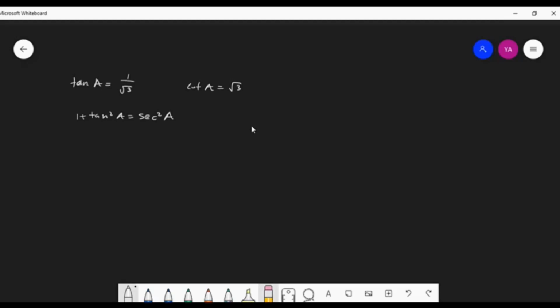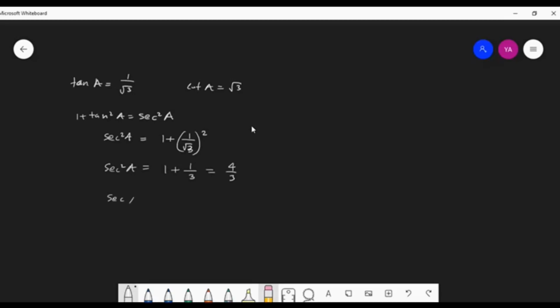So sec square A is equal to 1 plus tan square A. For tan square A we substitute 1 by root 3 whole square. So sec square A is equal to 1 plus 1 by root 3 square. Root 3 square is simply 3, so 1 plus 1 by 3 is 4 by 3. So sec square A is equal to 4 by 3.